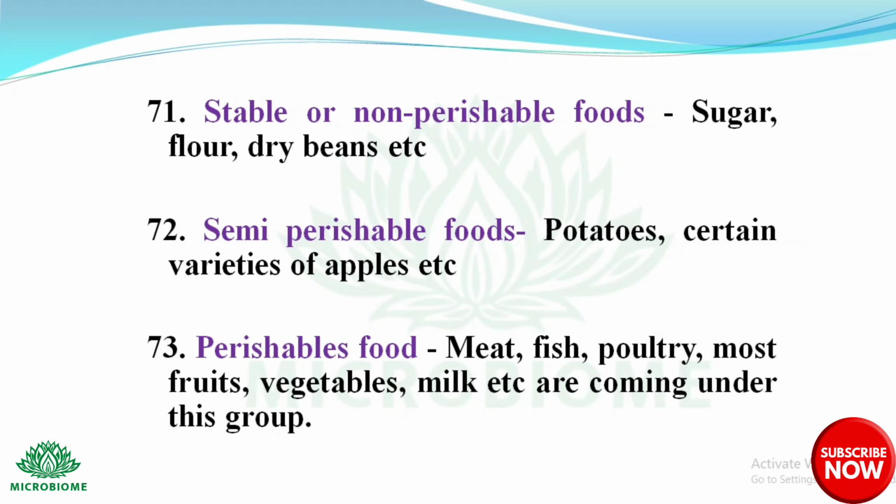Here comes the classification of stable or non-perishable food, semi-perishable and perishable food. So first, stable or non-perishable foods. The examples are sugar, flour, dry beans. Semi-perishable foods: potatoes and certain varieties of apples. Next about perishable food. Here comes meat, fish, poultry, most vegetables and fruits, milk.